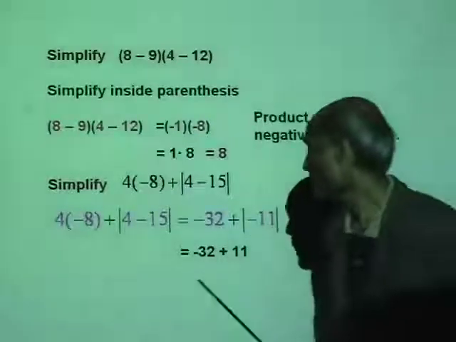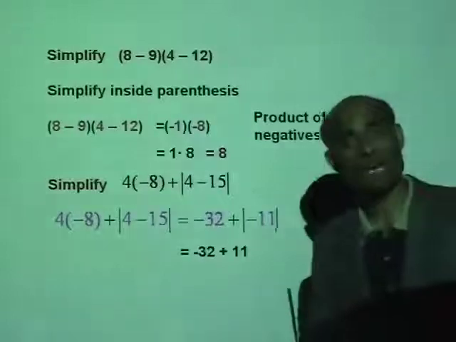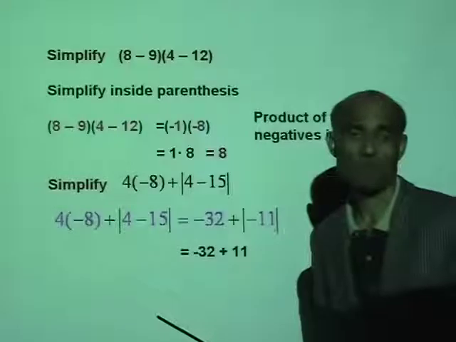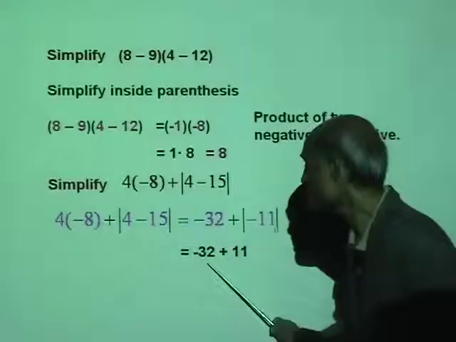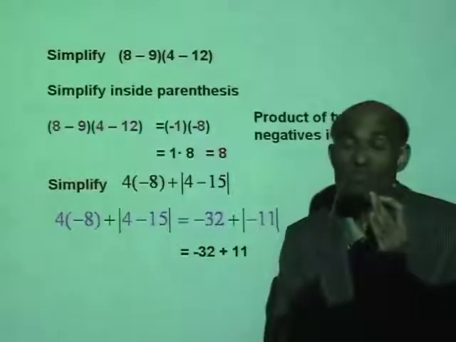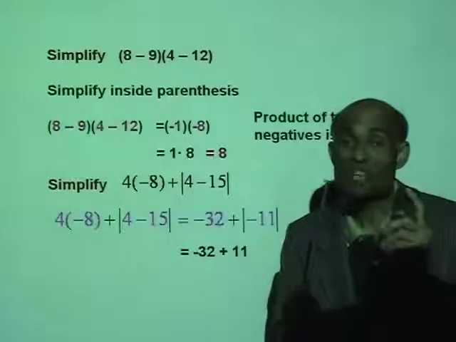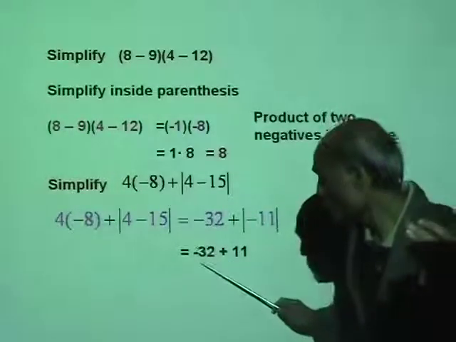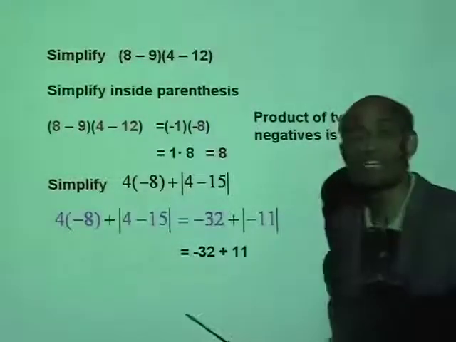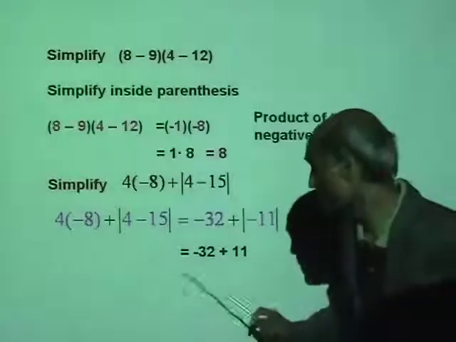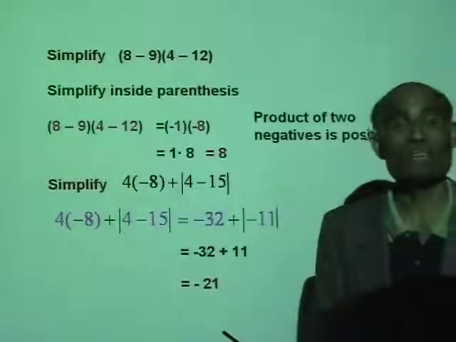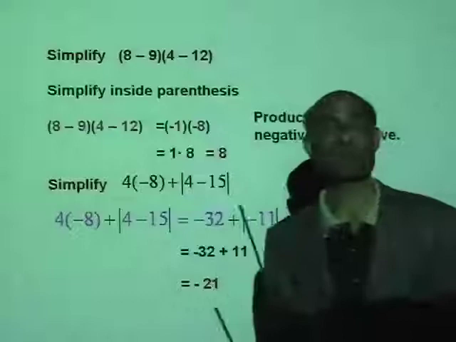Okay, tell me now, what is negative 32 plus 11? When you want to add a negative number to a positive number, find the difference between the two numbers and give the result the sign that was with the bigger number. The difference between 32 and 11 is 21. So the result will be negative 21. Negative 32 plus 11 is negative 21. Okay?